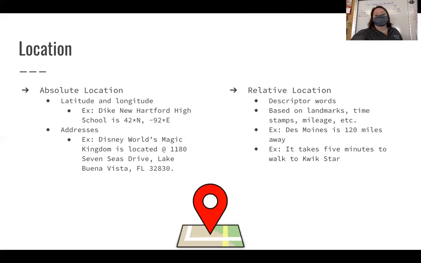So I'm not using absolute location. I am not telling you what the address of Quick Star is. I'm not telling you what the latitude and longitude of Des Moines is, but I'm using other things to describe it so that you can get a relative idea of where things are at. We use these descriptor words and landmarks, timestamps, etc., because it is most comfortable to us.